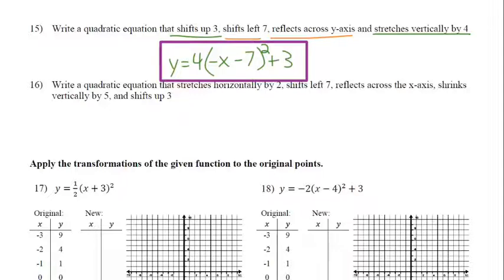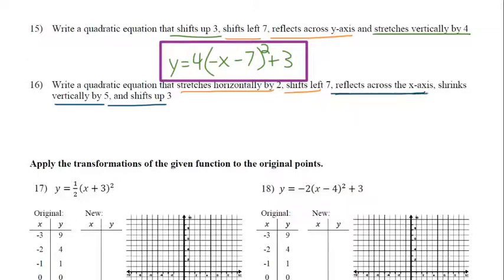Okay? Last but not least, 16. 16 has the same type of issue. So try it if you have not paused and tried it already. But here we go. Let's do the outside ones first. Stretches horizontally by 2. Well, that's an inside. Shifts left 7, that's an inside. Reflects across the x-axis, that's an outside. And shrinks vertically by 5, that's an outside. And shifts up 3, that's an outside.